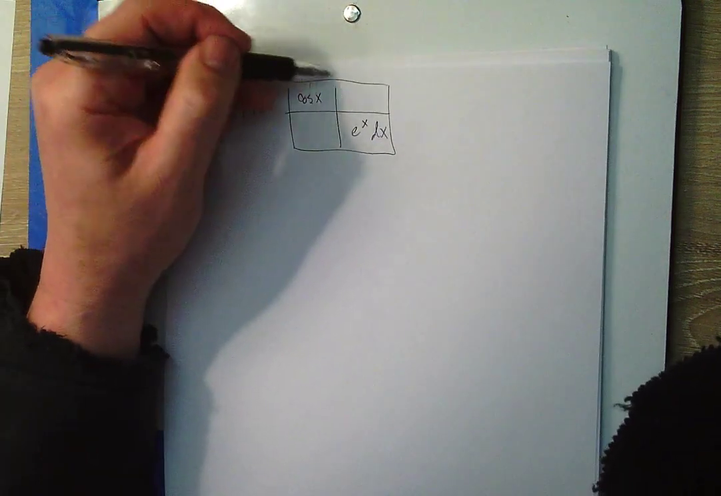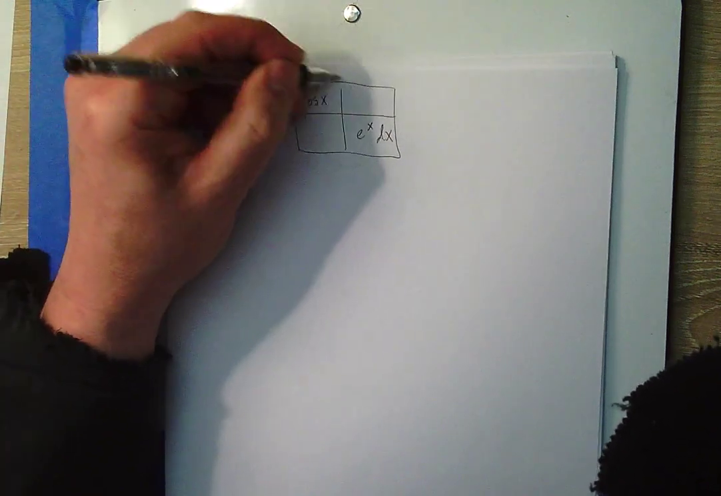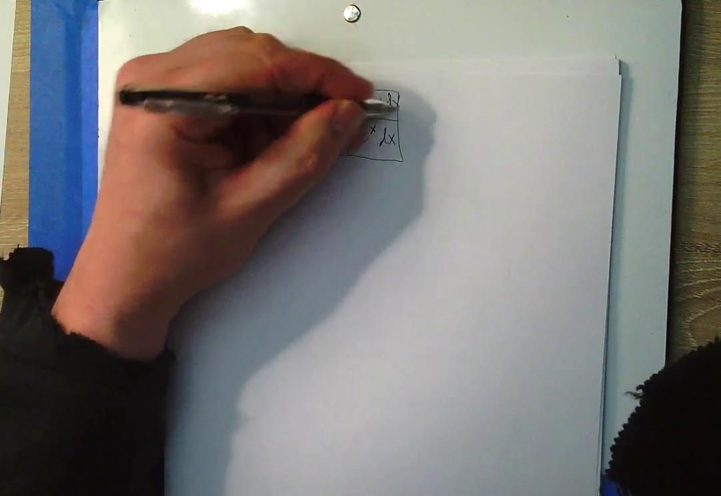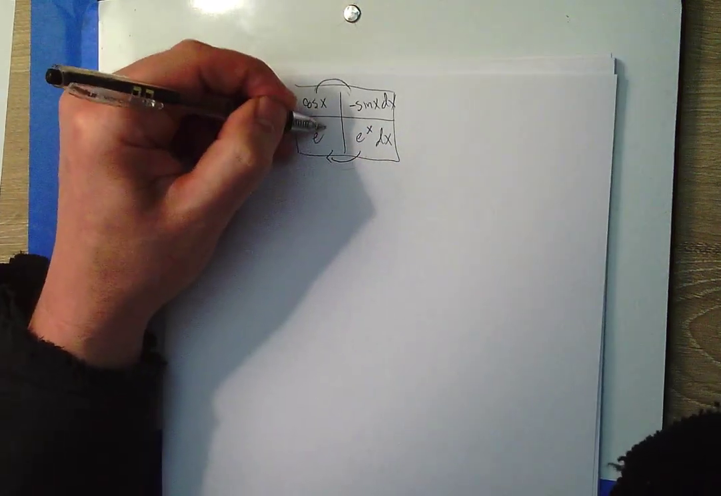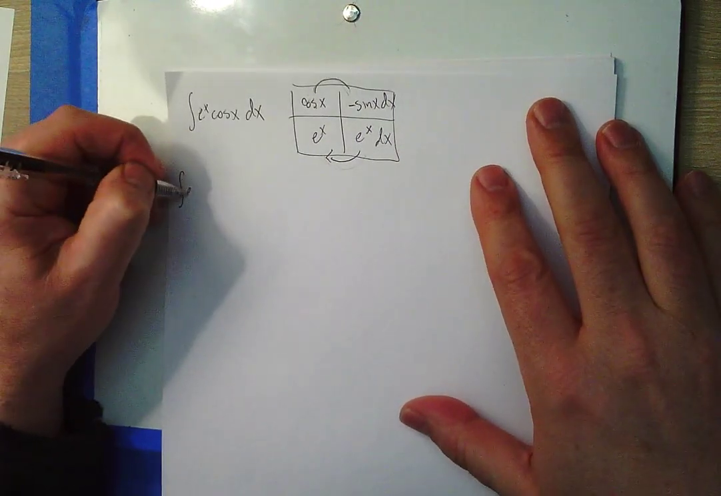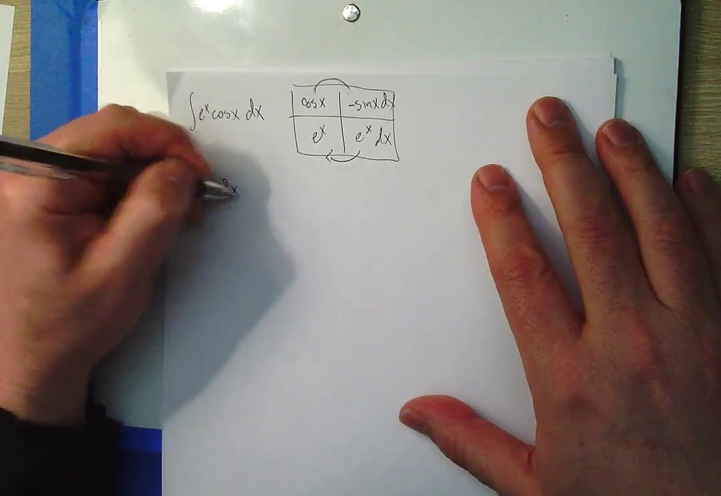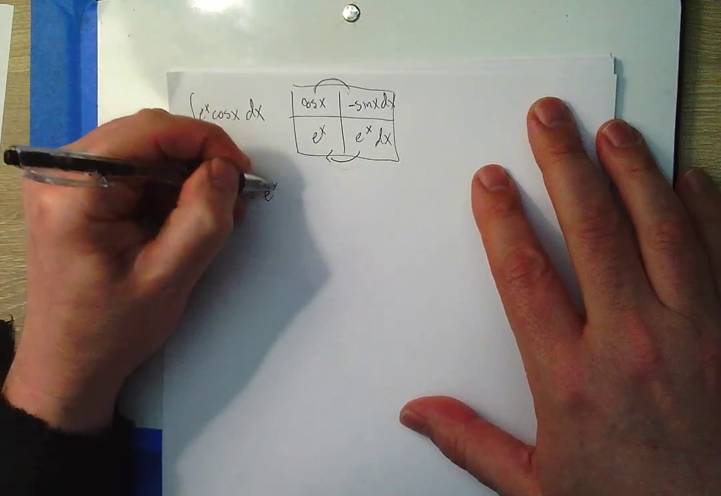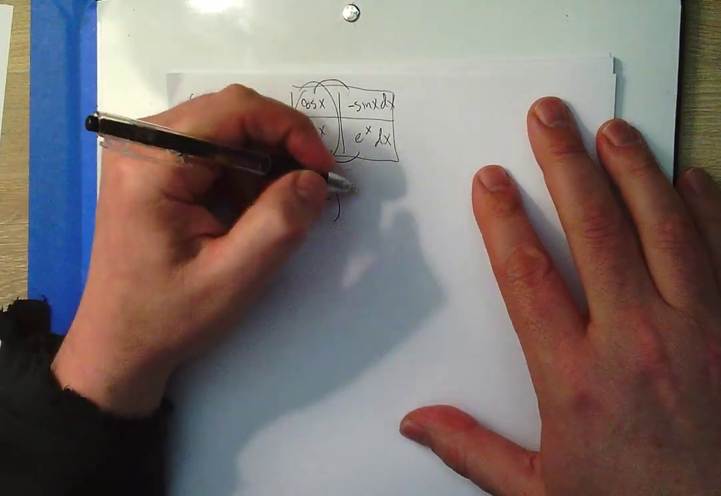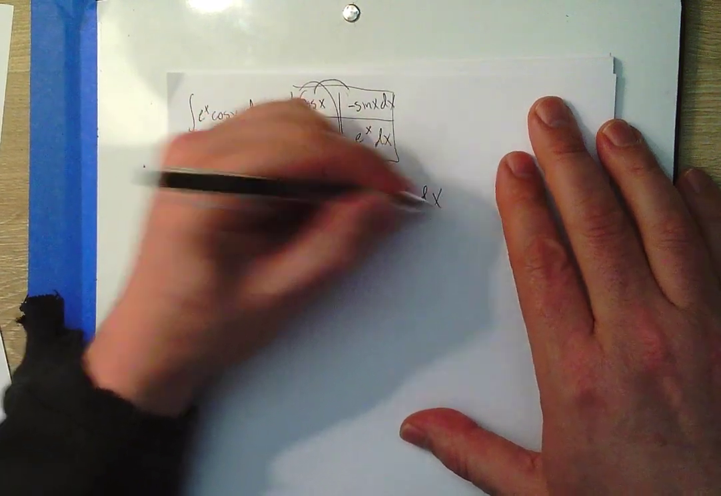The reason being, I'd rather take derivatives of trig functions than antiderivatives of trig functions. The derivative of cosine, negative sine x dx. The antiderivative of e to the x is e to the x. So I know that the integral e to the x cosine x dx equals e to the x cosine x minus the integral negative sine x e to the x dx.